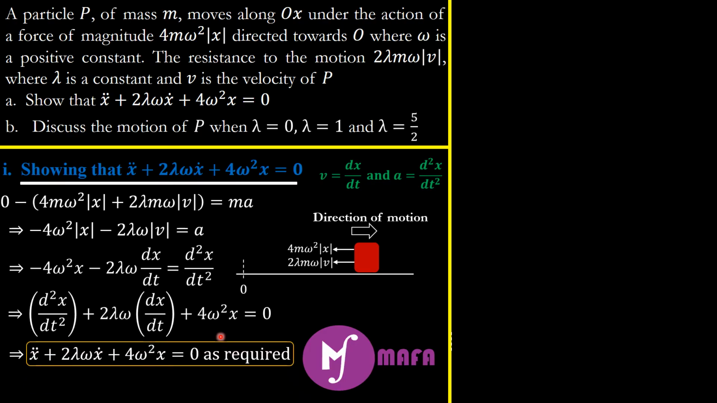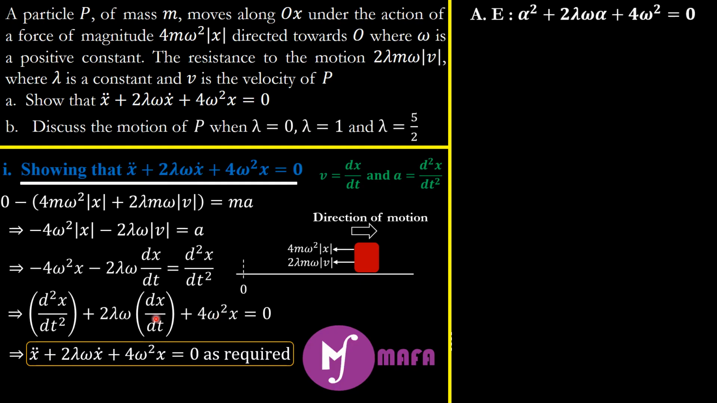Now the second part of the question, we are now discussing the motion of the particle P. So to discuss the motion of the particle, first we have to express the displacement in terms of time. So to do that, we need to solve this second order differential equation, and it is clearly homogeneous because the right hand side is 0. To solve this second order differential equation, we have to start by finding the auxiliary equation. What is the auxiliary equation?